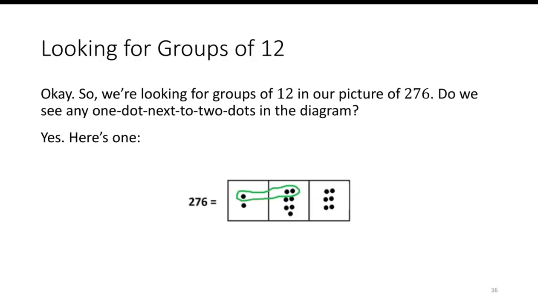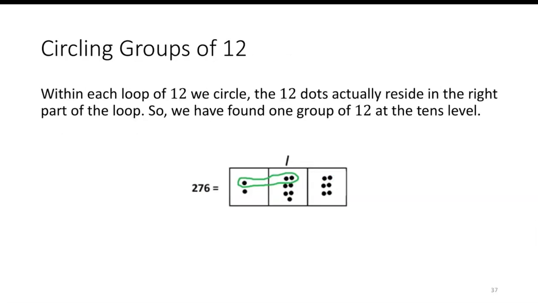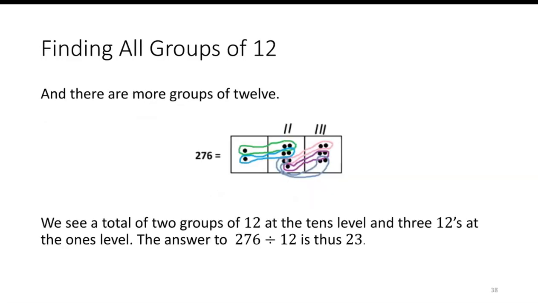Okay, so now we're looking for groups of 12 where we have 1 dot and 2 dots in the next one over. You can see that there is 1 circled already, so there's 1 group. Within each loop of 12 we circled, the 12 dots actually reside in the right part of the loop, so we have found 1 group of 12 at the tens level. And you want to continue on, keep looking for groups of 1 and 2. I can find 2 more, another group in the tens level, and 3 more groups in the ones level. And we'll end up with 276 divided by 12 is 23.